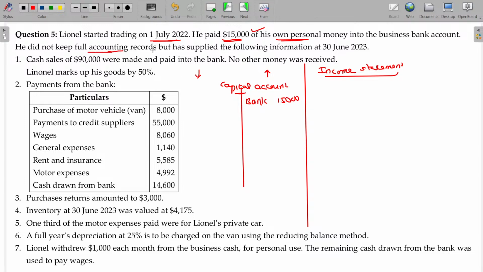He did not keep full accounting records but has supplied the following information. Cash sales 90,000 were made and paid into the bank. No other money was received. Lionel marks up his goods by 50%. Means if the cost being 100, your markup being means profit being 50% on this. Whenever markup 50% is given, cost means cost of sales. It's not purely cost of material, it's cost of sales.